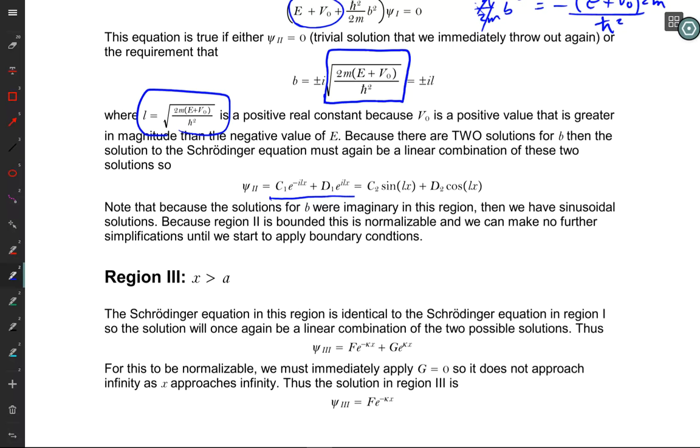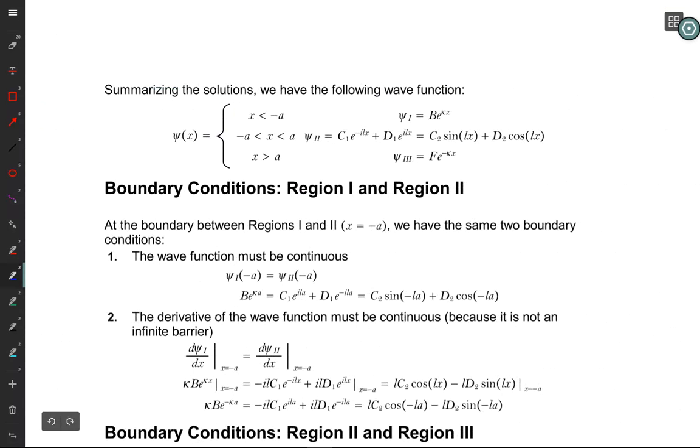Before, when I did this, I stuck with this one. This time around, I'm going to stick with this one. The reason is because I don't have a nice, easy solution like I had before. So it comes with mathematical experience, or as the case is here, having done it before, knowing which way to go. So here we have region 3 with its outcome. And so here's the solutions we have for each of the regions.